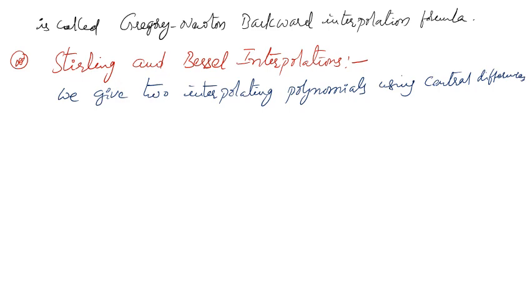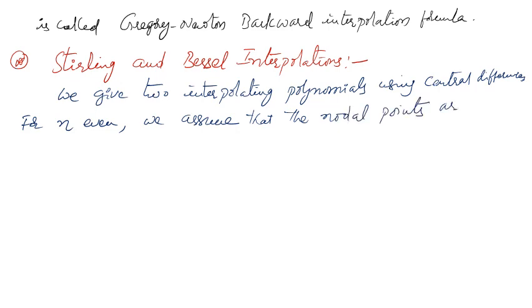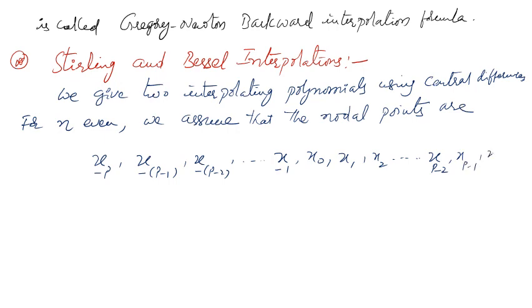Okay, for n even, where n is the number of data points, we assume that the nodal points, that means x values, are x minus p, x minus p minus 1, x minus p minus 2, and so on, x negative 1, x naught. Now coming to positive terms, x1, x2, and so on, lastly x p minus 2, x p minus 1, and x p. These are the data points. That means x naught is the midpoint, and on the left side of x naught, p points are there.